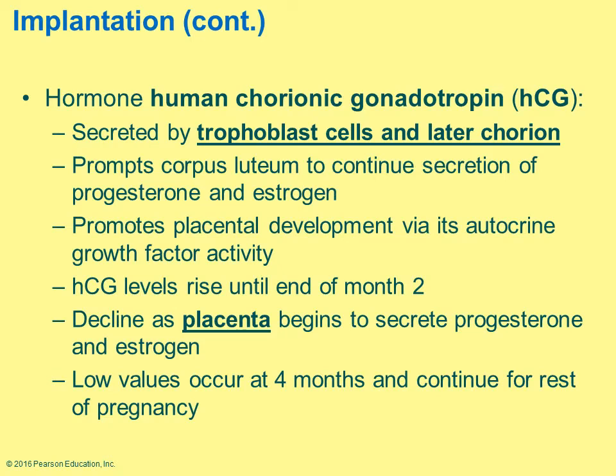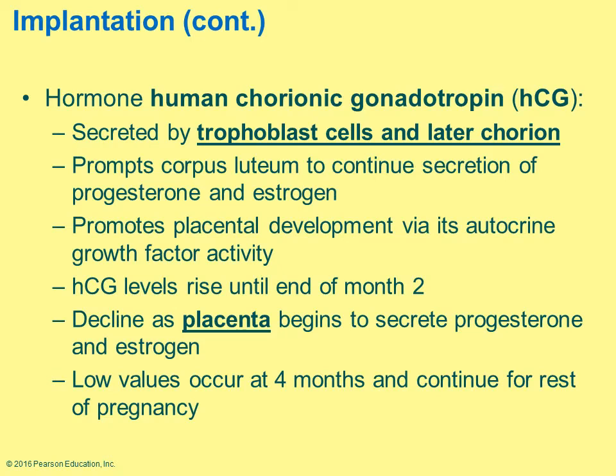One of the main hormones is human chorionic gonadotropin, or HCG. This is going to be secreted by the trophoblast cells. This is helping stimulate the corpus luteum to continue secretion of progesterone and estrogen, once again basically preventing menstruation from occurring. You're trying to prepare that uterus for the implantation to occur and to maintain it.